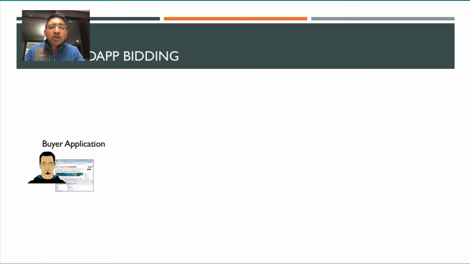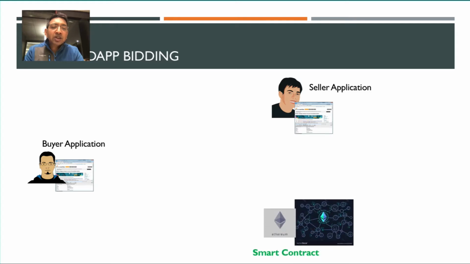Let's look at a highly simplified decentralized application for a bidding process. There are going to be two applications, one for the buyer and one for the seller. Then there is going to be a smart contract where the rules and the actions for the bidding process are coded, which has bidding data such as highest bidder, high bid value, item name, item description, etc. and is managed within the contract.